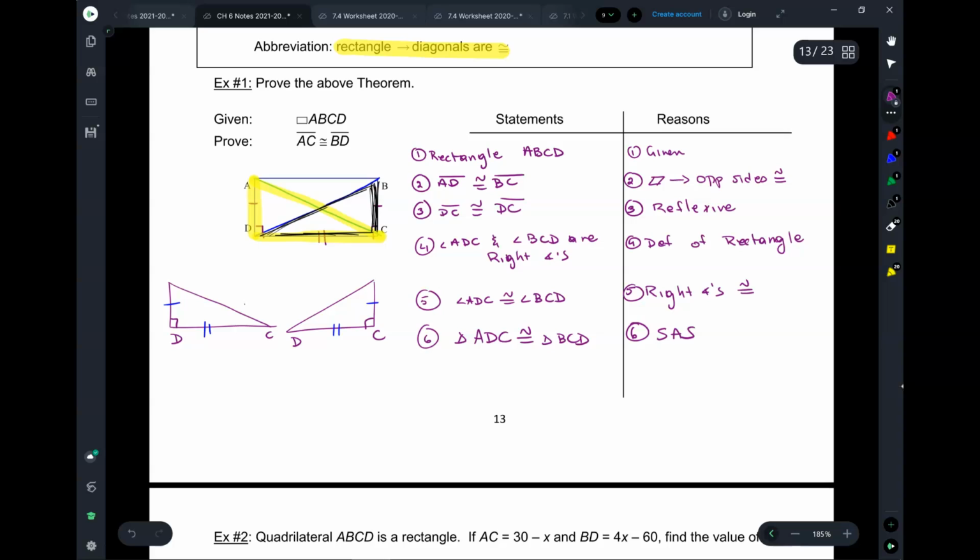So now that I've proven that the yellow and the black triangle are congruent, I can say that the hypotenuse of one is congruent to the hypotenuse of the other. So number 7 is AC is congruent to BD, CPCTC. Okay? So this is why that triangle chapter is so important, because you see how in every proof, proving triangles congruent just sort of creeps in.